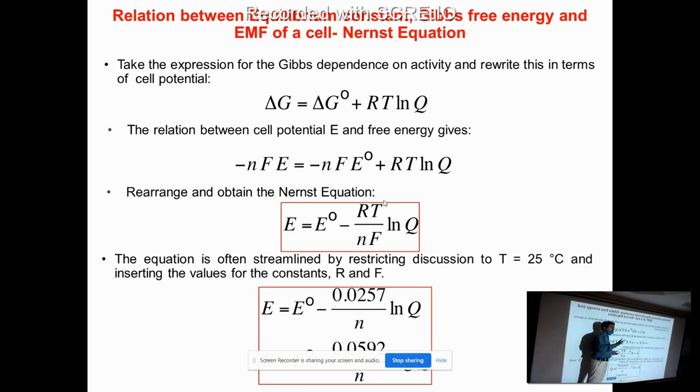Here you see the relation. The potential is connected to the concentrations, because Q means the stoichiometric coefficients, that is, the concentrations or the activities in terms. So the activities and concentrations are connected to the potentials.